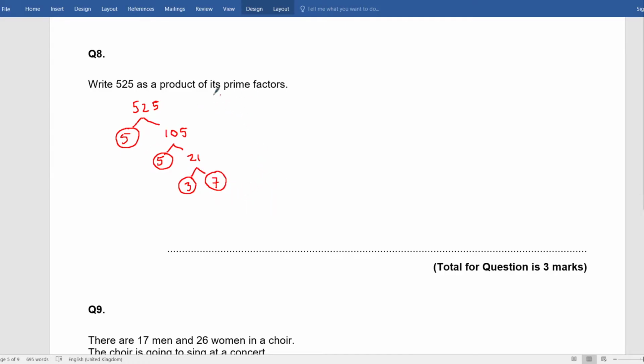Product means to times, so if we times all the numbers together, we'll get 3 times 5 times 5 times 7. If we multiplied all those prime factors together, we will get 525. Now, a neater way to put this is 3 times 5 squared, because it's 2 5s, multiplied by 7. That's it. This is how simple this question is when you're decomposing it into its prime factors. Let's just quickly clear this and scroll further.